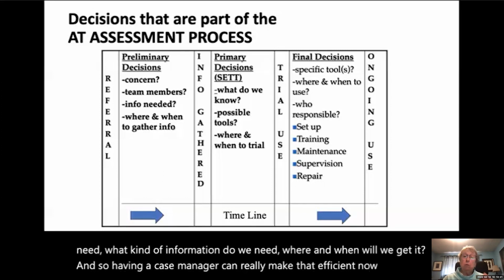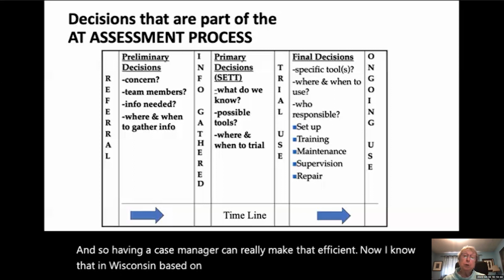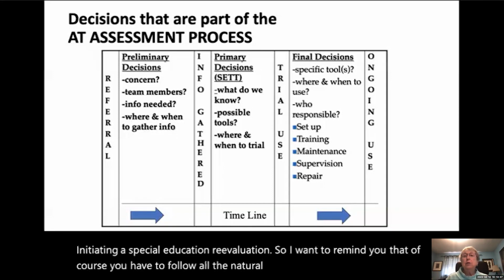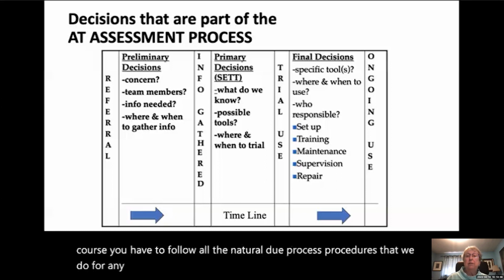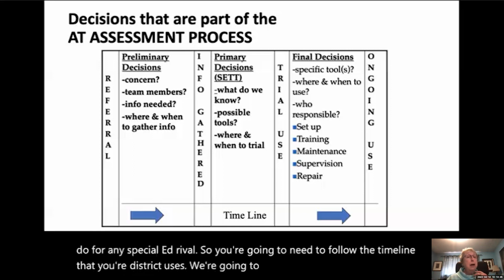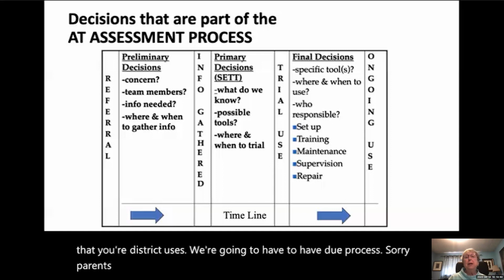Now, I know that in Wisconsin, based on memo 22.02, every AT assessment requires initiating a special education reevaluation. So I want to remind you that, of course, you have to follow all the natural due process procedures that we do for any special ed reeval. So you're going to need to follow the timeline that your district uses. We're going to have parents' signatures, parents' involvement. So I want you to keep that as the larger framework.